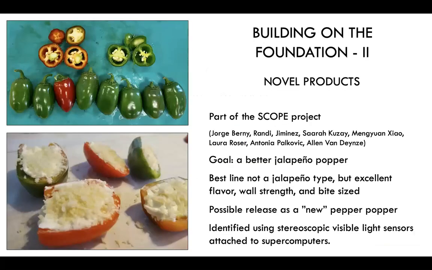Another thing that you might do once we have a foundation of good traits in place is just look for novel products that can come out of a breeding program. This is another project of the SCOPE project where we were trying to develop a better jalapeno popper.